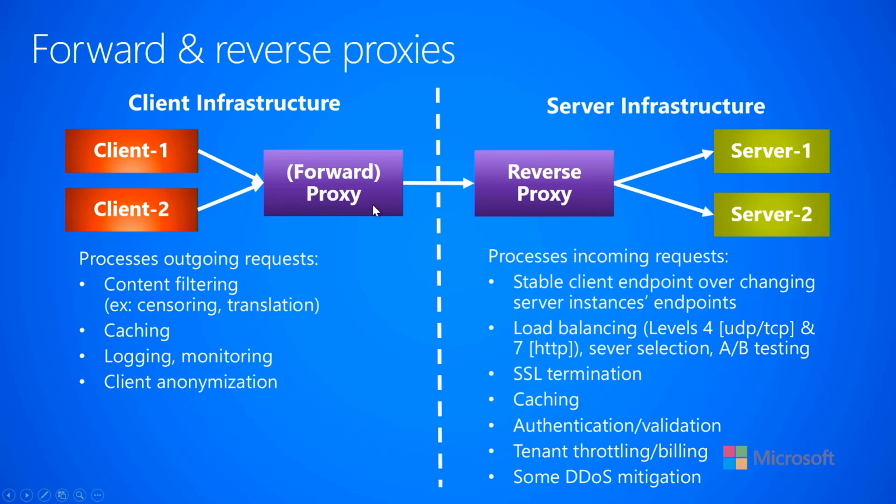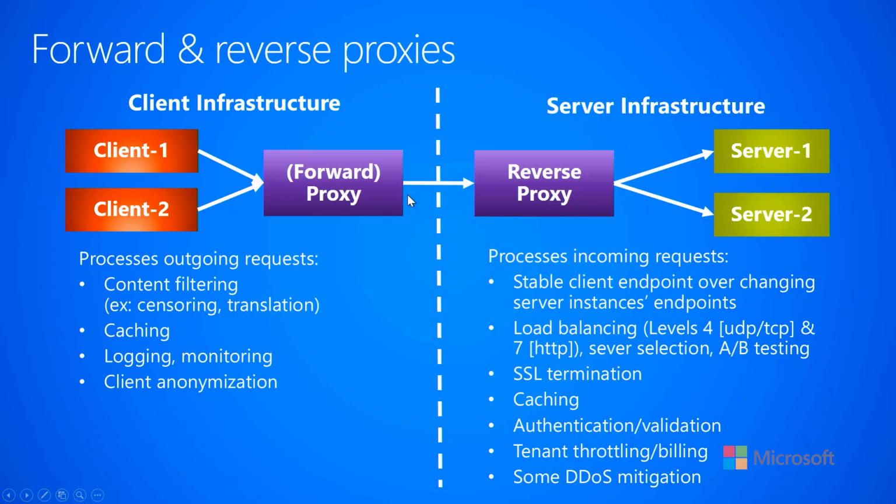Maybe the employees hit some website and it's in a foreign language, and the forward proxy can translate the contents of that website into their language of choice, their native language, before the HTML pages are returned. Forward proxies can be used for caching. So if a lot of employees at the company are getting the same information over and over again, the forward proxy can make a request, cache it, and then simply return it. This way the requests don't have to go out over the internet.